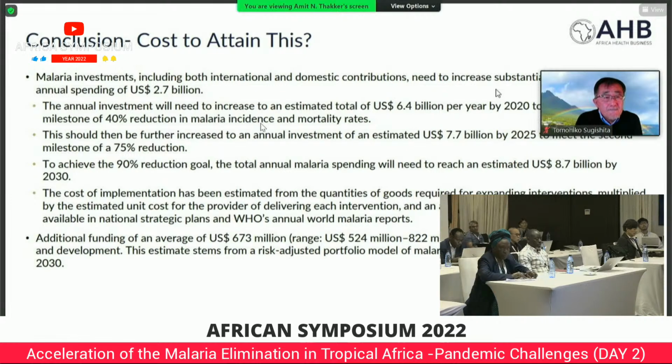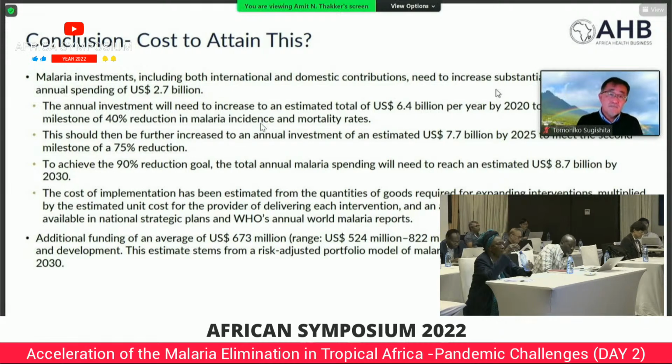These are the amounts that we need to look at. We need to go for 6.4 billion by 2020 to meet the first milestone of 40%. We fell short of this, so we need to pick it up. And the pandemic did not help us. Lots of funding in healthcare was diverted into the COVID-19 pandemic that reversed some of the gains that we were beginning to see in malaria.